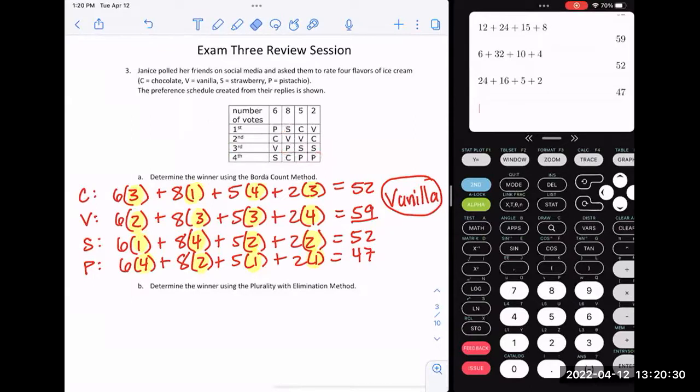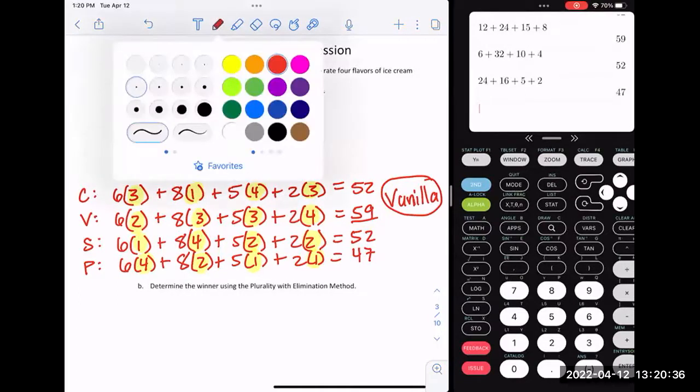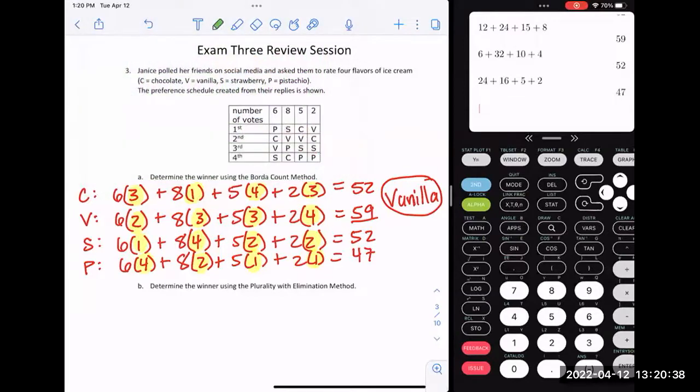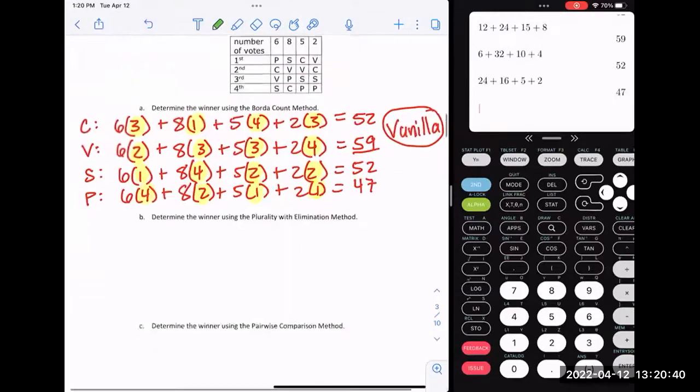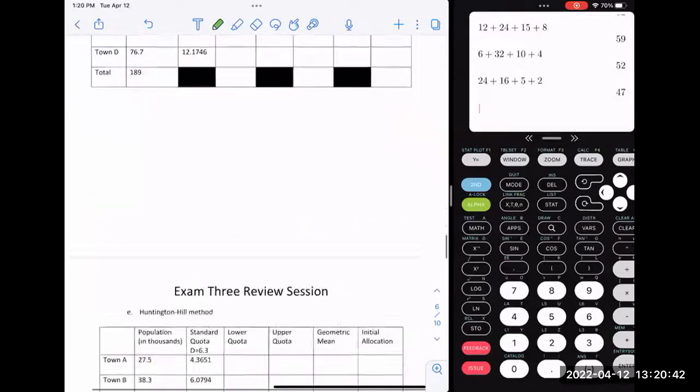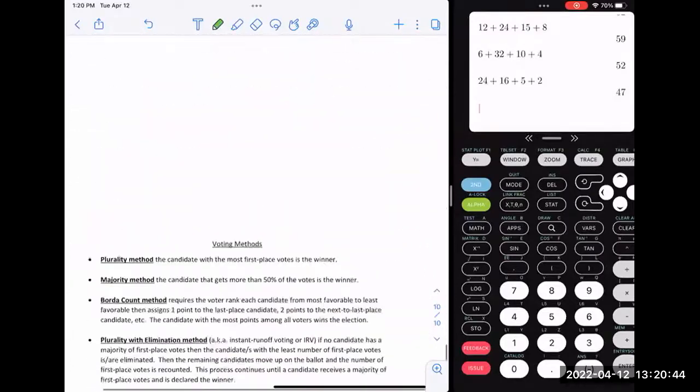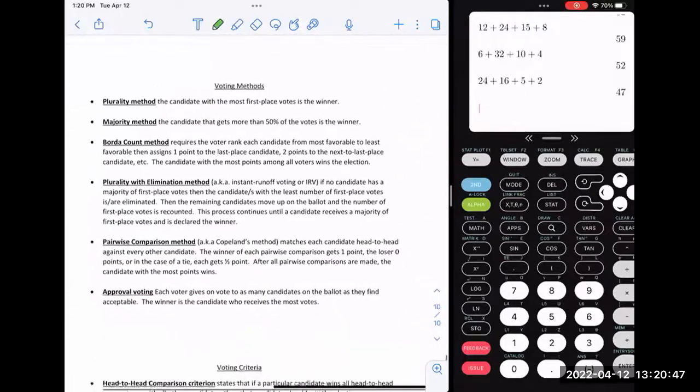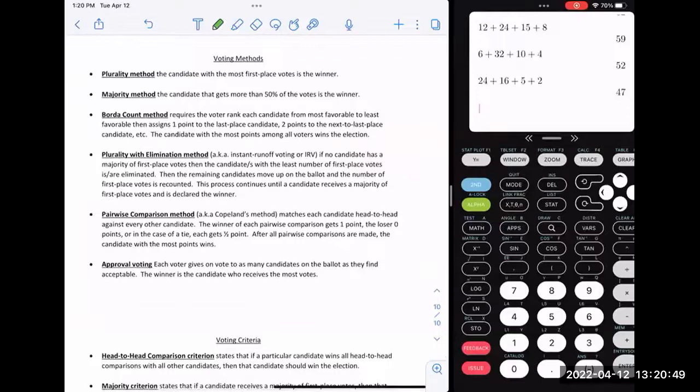So the next one they asked for here is the plurality with elimination method. So I think what can often be difficult about these is just remembering which method is what, but you don't have to do that, right? So you've got a reference sheet that can kind of jog your memory and say, which one was this again? So let me read that description real quick from the reference sheet.